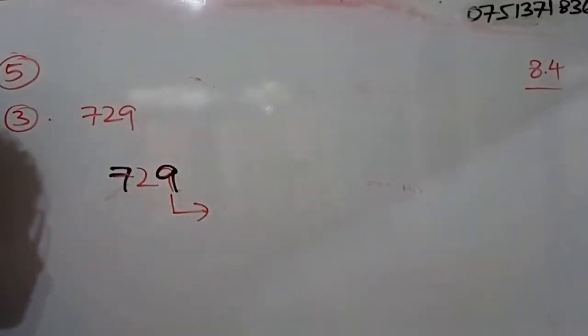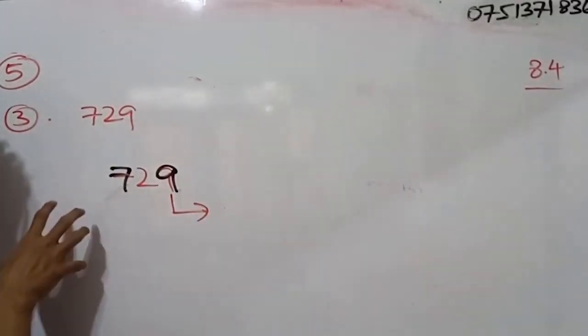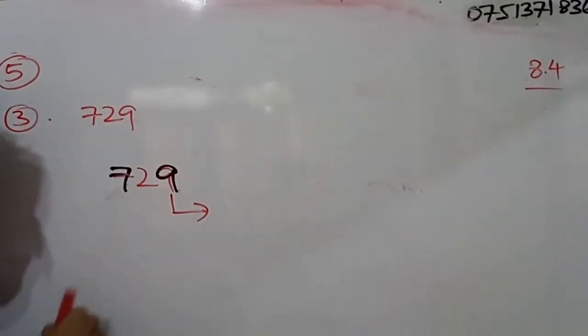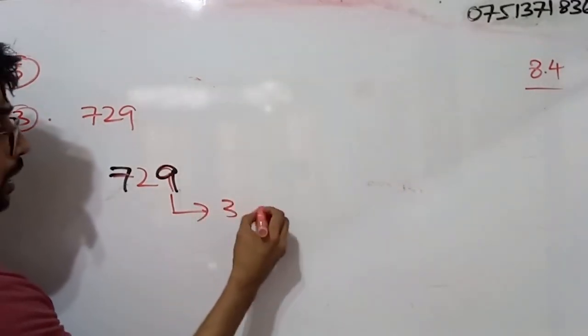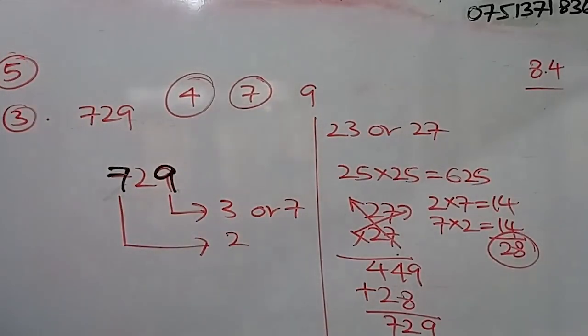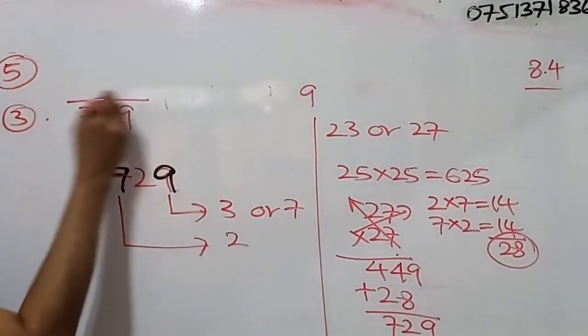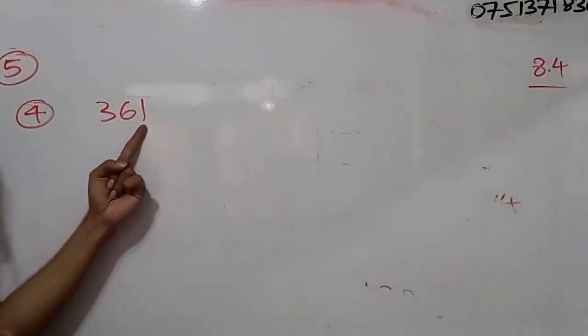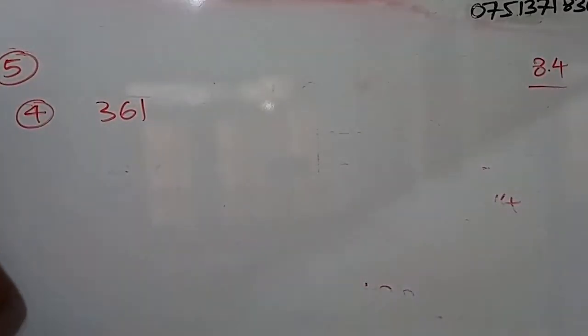That means think about the square root and the digit on the ones place of the square root. It can be what? It can be 3 or 7. So we get the number 729. That means what? The square root of 729 is 28. 361. The digit on the ones place is 361. That means this can be a perfect square.